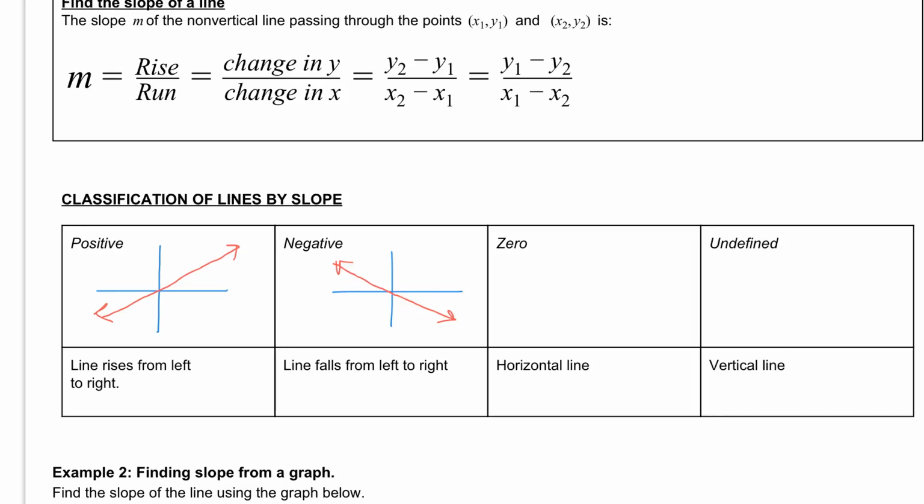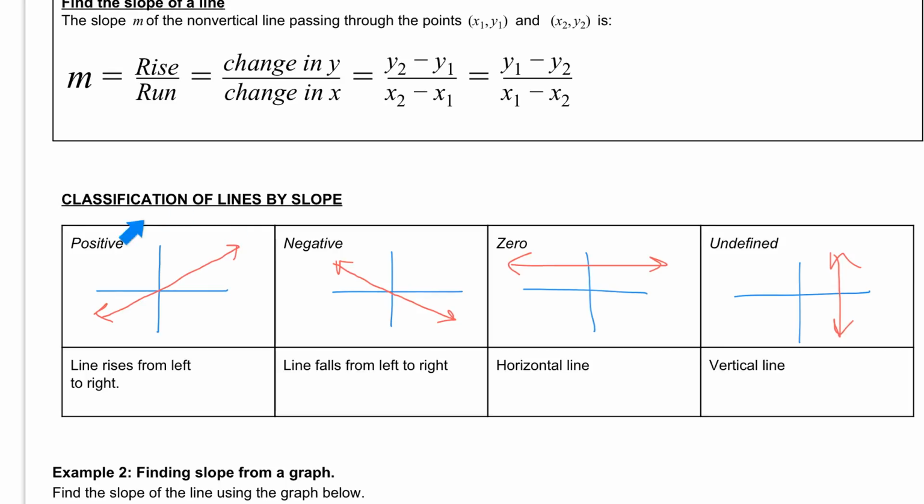If I have a zero slope, that means I have a horizontal line. So it just looks like this. And if I have a slope that is undefined, that means I have a vertical line. So straight up and down.